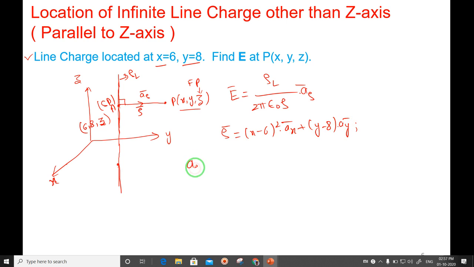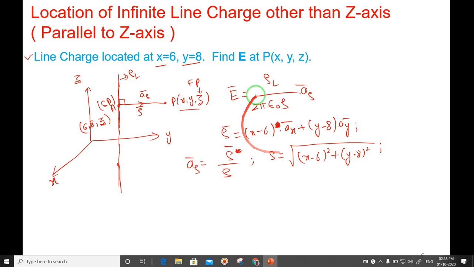Then what is a rho? A rho is equal to the vector rho divided by its magnitude. Vector rho is this and magnitude is rho. So what is the magnitude? Rho is equal to the square root of, sorry, I have written it wrong here. It is not squared here, just x minus 6. Rho is the square root of x minus 6 whole square plus y minus 8 whole square. So substitute the value of rho and a rho here in equation 1.